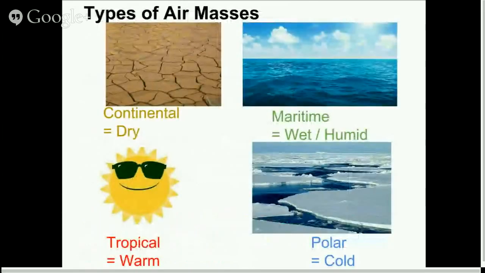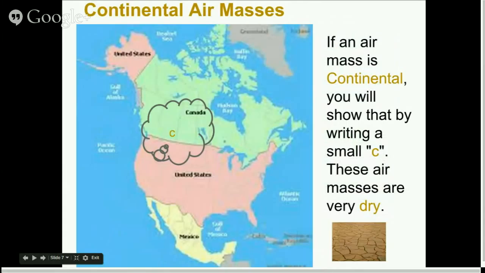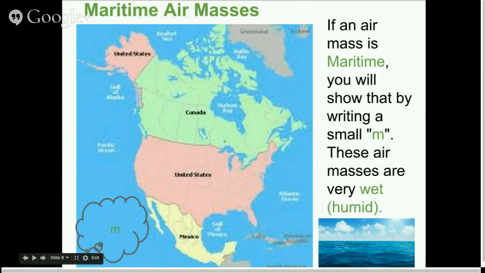All right. Types of air masses we have. You can have a dry air mass. You could have a wet air mass. You could have a warm or a cold air mass. Air masses that form over the land are dry, and we call them continental because they form over continents. So this is a continent. It's forming over the land, so it's dry. You'd write a small c to represent that.